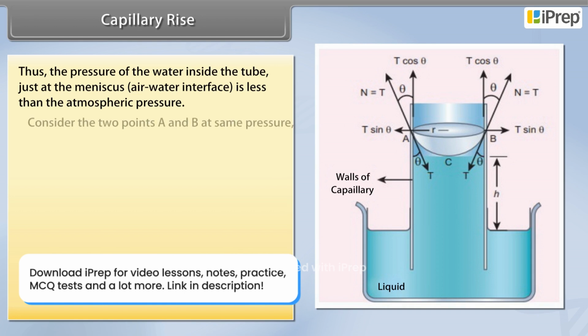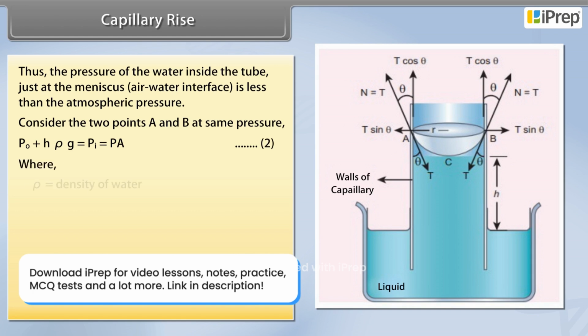pressure. Consider the 2 points A and B at same pressure. Po plus h rho g is equal to Pi is equal to Pa, equation 2, where rho is equal to density of water, h is equal to capillary rise.